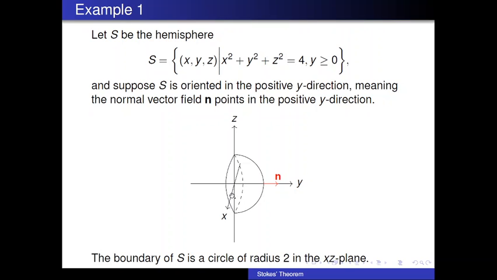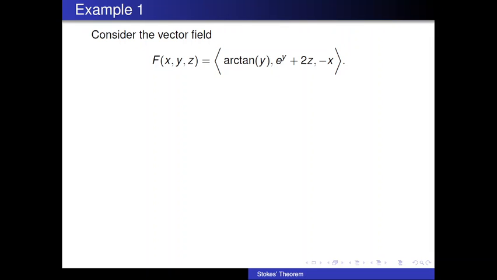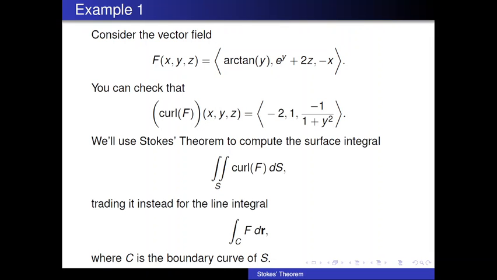All right, so we might like to trade a surface integral over this whole surface for just a line integral over this circle boundary curve, because we know how to parameterize circle boundary curves. That's not so bad. So let's say we're given this kind of strange looking vector field here, that big F of x, y, z is arctangent of y in the first component. It's e to the y plus 2z in the second component. And it's minus x in the third component. Okay, I don't know what I think about that vector field, but we'll take it for now.